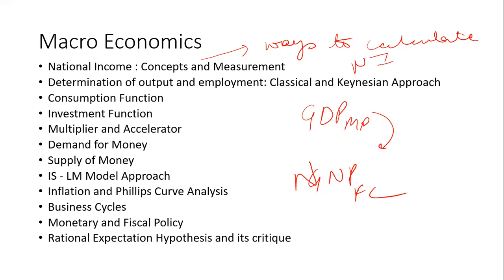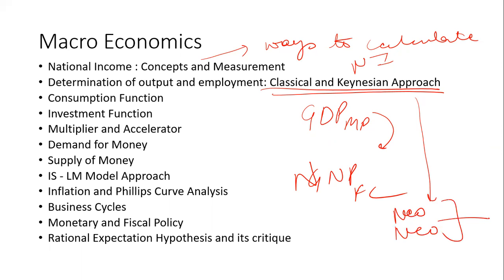Then we are going to go ahead and talk about the determination of output and employment. Out of the two, classical or Keynes, which has a full employment level of output, which does not have a full employment level of output, which however has price rigidity or wage rigidity? I want to understand that. So, I'm going to talk in detail about the difference between classical and Keynes, but not only that, we will touch upon neoclassical, neo-Keynes. What is the monetarist part of economics? We have to understand that.